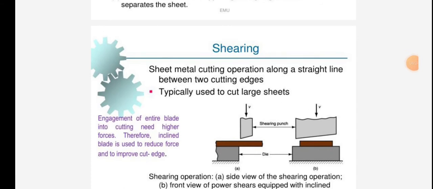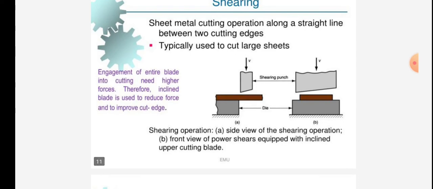Shearing is a sheet metal cutting operation along a straight line between two cutting edges, typically used to cut large sheets. Engagement of the entire blade into cutting needs higher forces, therefore inclined blades are used to reduce force and to improve the cut edge. Shearing punch is given in the figure and die is given in the figure. Shearing operations: part A of the figure is side view of the shearing operation, and B is the front view of power shears equipped with inclined upper cutting blade.